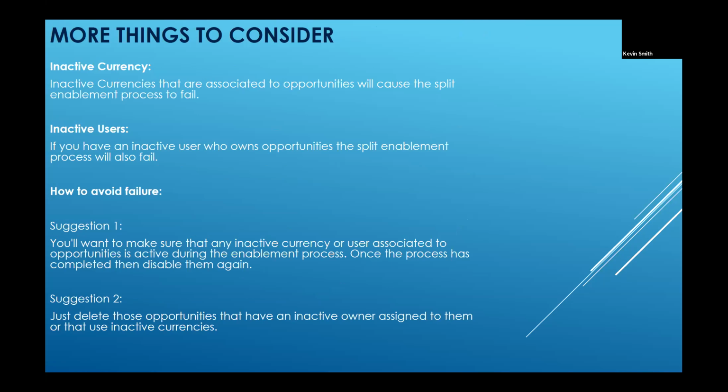So a couple suggestions that the website had was make sure that any inactive currencies or users associated to those opportunities are active during the enablement process, and then once the process has completed, just go back and disable them again. The other suggestion, which is the least favorite of them all, is just delete those opportunities. Get rid of them, right? Because that's data integrity all the way. So suggestion one obviously being the best. Suggestion two was obviously the least.